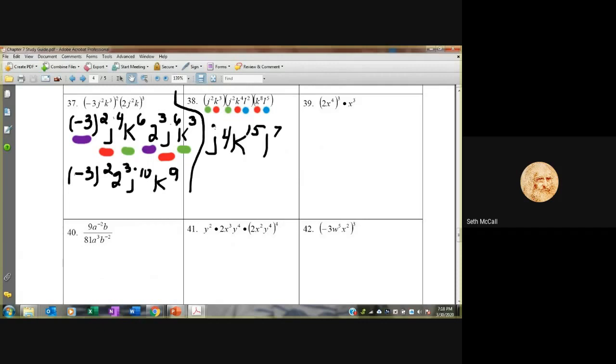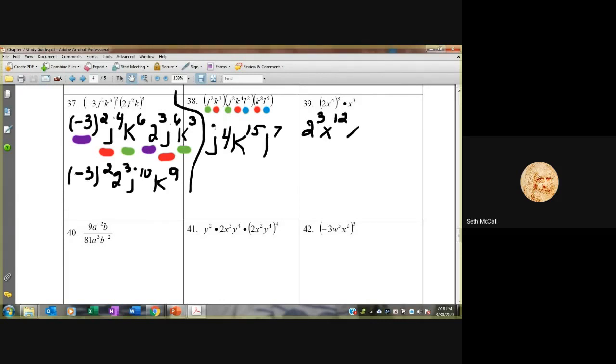All right, number 39 has one of those goofy giant dots again, but that just simply means multiplication. But before we deal with the times x to the third, we need to deal with this cube right here that is affecting everything in the parentheses. So that 3 needs to go to everything. So it's going to be 2 to the third, and then it's going to be x to a power to a power. We multiply, so it's going to be x to the 12th.